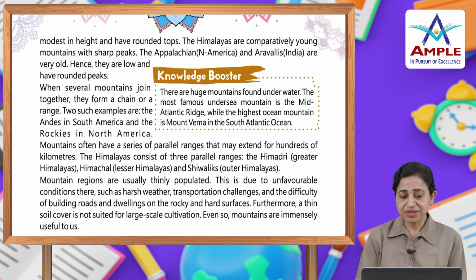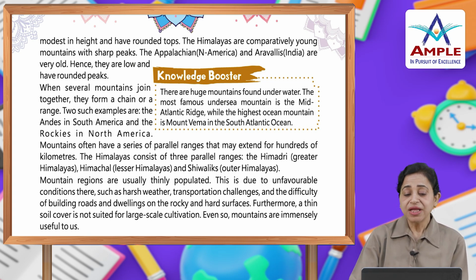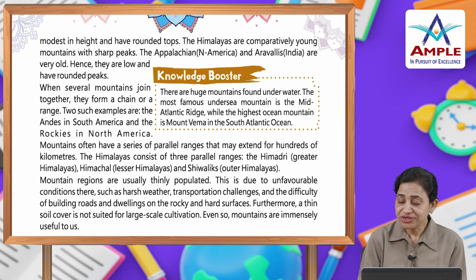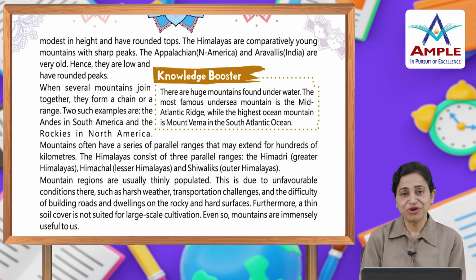Two such examples are the Andes in South America and the Rockies in North America. Knowledge booster. There are huge mountains found underwater. The most famous undersea mountain is the Mid-Atlantic Ridge, while the highest ocean mountain is Mount Vema in the South Atlantic Ocean. Mountains often have a series of parallel ranges that may extend for hundreds of kilometers.